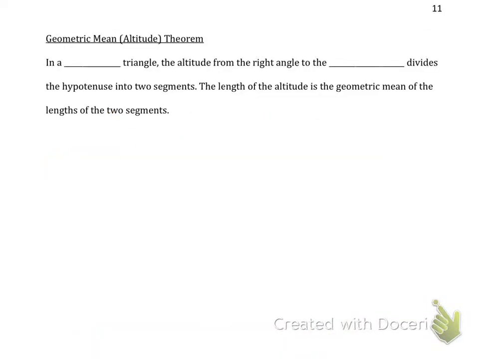Okay, so now in this page, we're going to talk about the geometric mean theorem that deals with the altitude. So this is your theorem. In a right triangle, the altitude from the right angle to the hypotenuse divides the hypotenuse into two segments. The length of the altitude is the geometric mean of the lengths of the two segments.